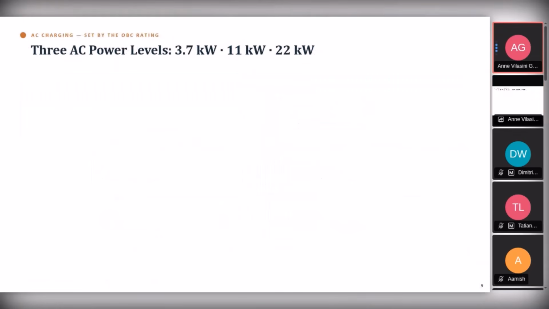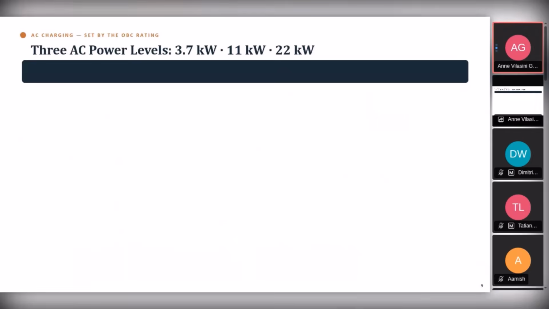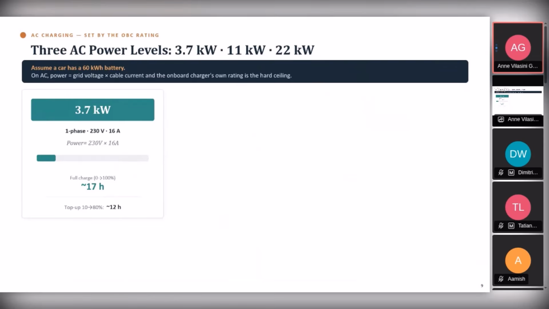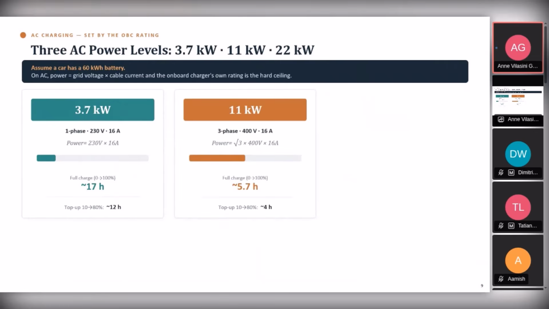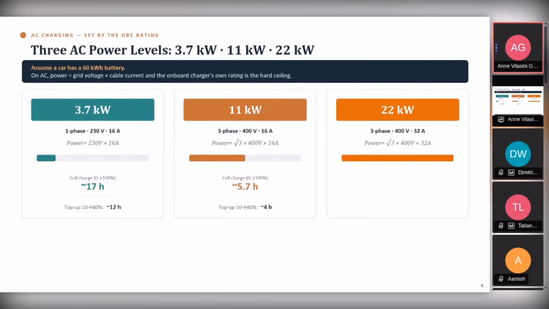So let's talk about the charging speed, because normally there's a common misconception here. When you take a car with a 60 kilowatt hour battery, when you talk about an EV, it's very common that you talk about the rating of the battery that you have. On AC, normally the power is the voltage times the current. But here's the key, because the onboard charger's own rating becomes the hard limit. So assume your car has a 3.7 kilowatt charger and it runs on single phase.